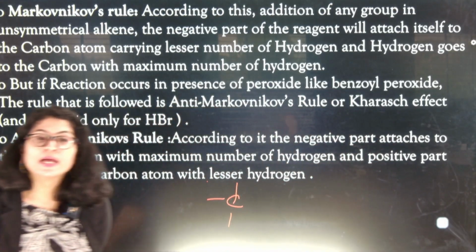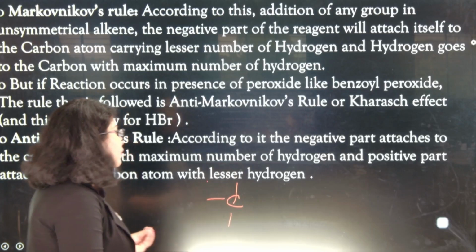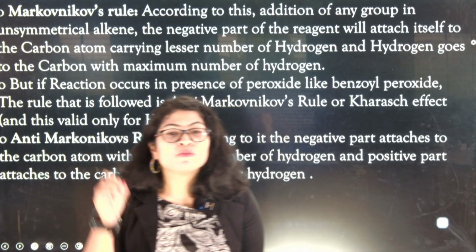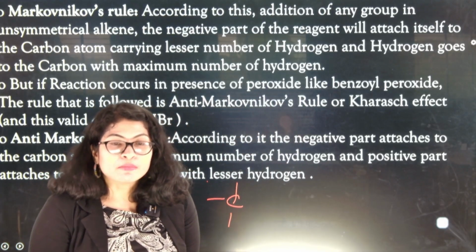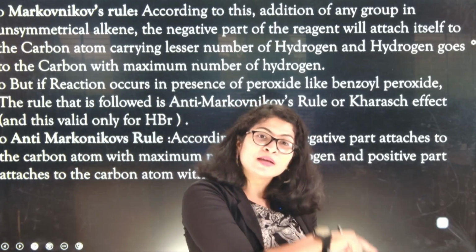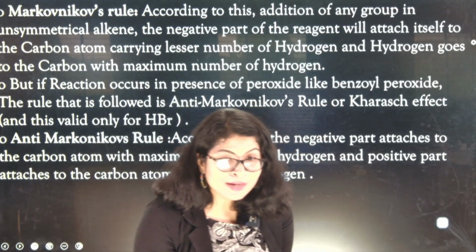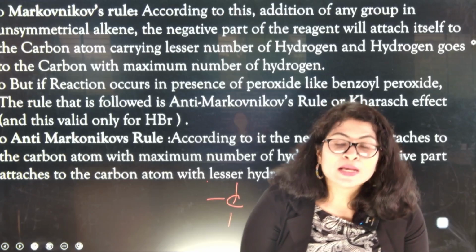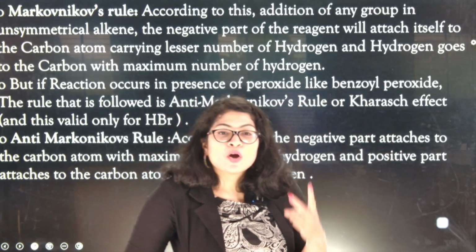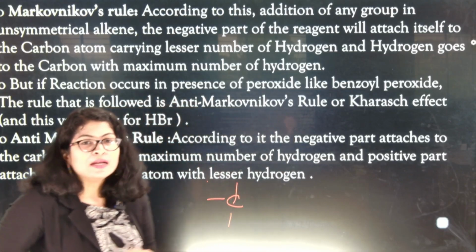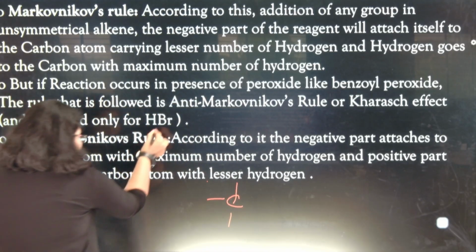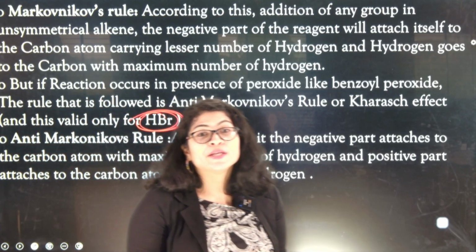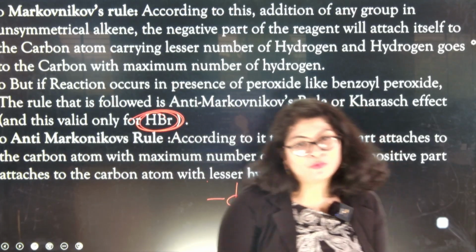But if I am taking hydrogen peroxide along with whatever substrate I am taking, then in the presence of peroxide, the rule gets reversed. That means the negative part will get attached to that carbon atom which has the higher number of hydrogen atoms, and this is opposite to Markovnikov's rule. Therefore, it's called anti-Markovnikov's rule, or peroxide effect, or basically Kharash effect, and this effect is observed only for HBr. Only in the addition of HBr is the anti-Markovnikov rule followed.